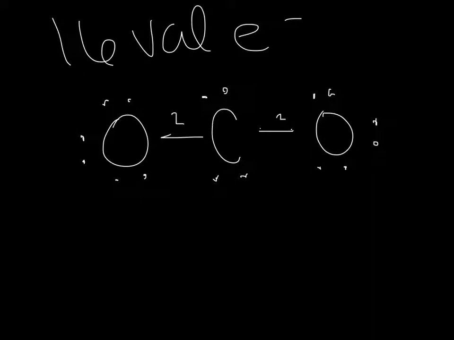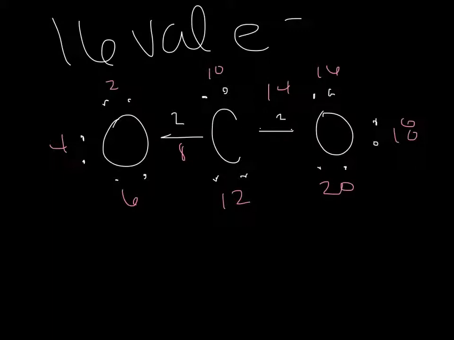Okay, so then I count how many electrons I have. I have 2, 4, 6, 8, 10, 12, 14, 16, 18, 20. Well, that's too many. So what I need to do is take a pair. So I will remove electrons from here, and I will take another pair from my carbon, and I will make them share and draw a new bond here.